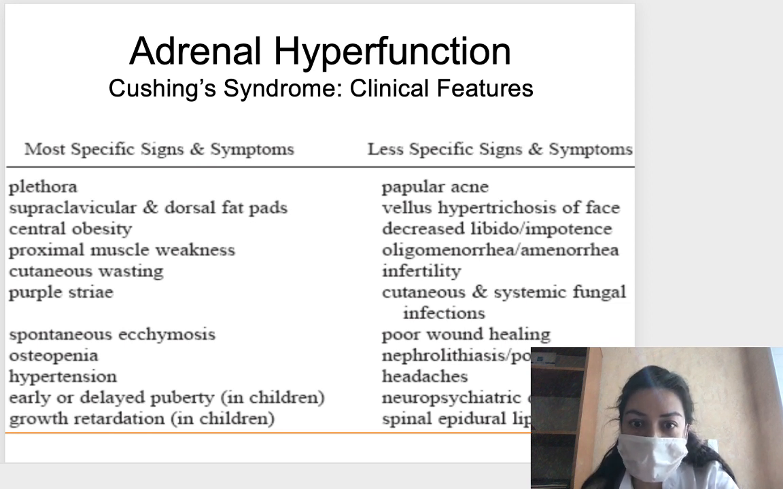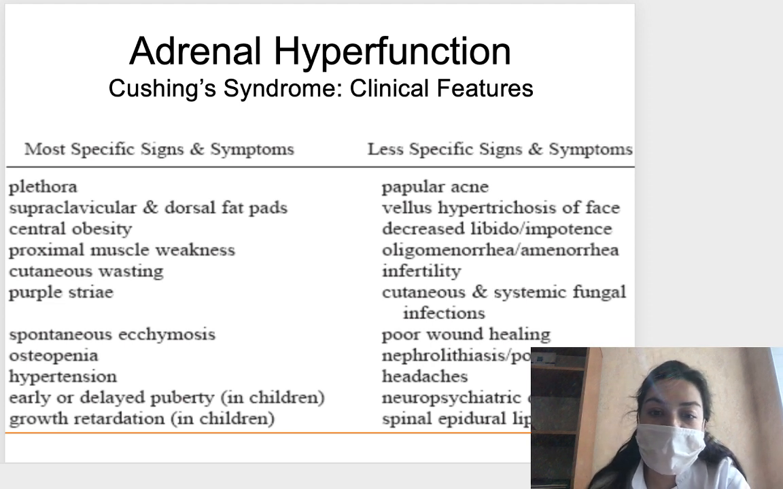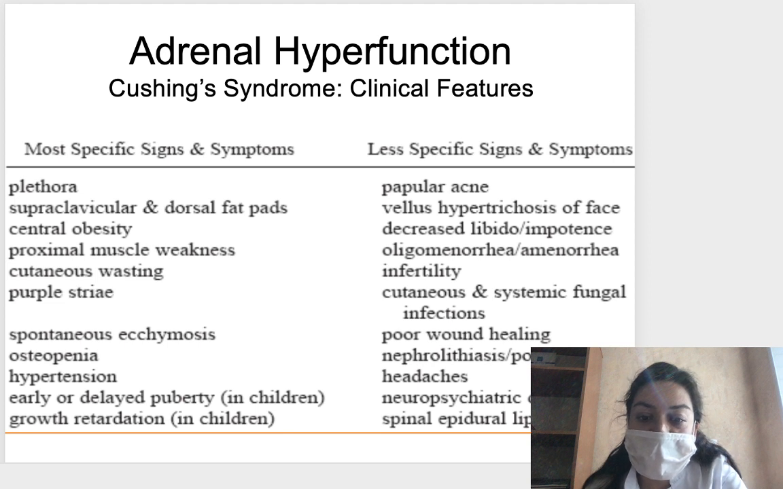And less specific signs and symptoms of Cushing's. It is papular acne, vellus hypertrichosis of face, decreased libido or impotence, it is oligomenorrhea or amenorrhea, menstrual disorders. It is infertility, cutaneous and systemic fungal infections, poor wound healing, neutrophilia, headaches, neuropsychiatric disorders, and spinal epidural problems.